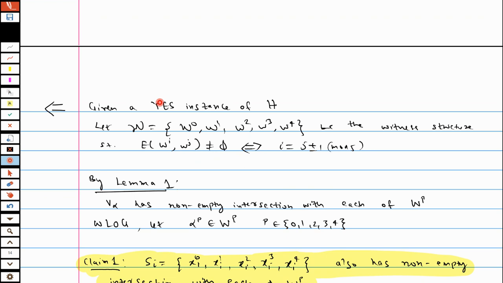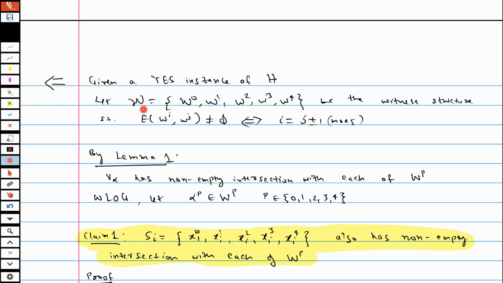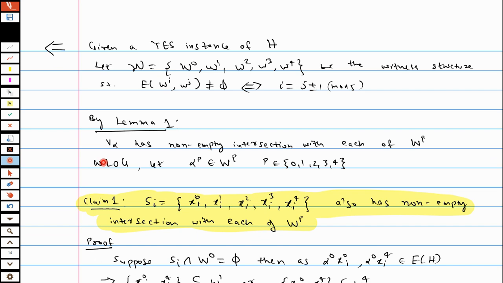Timing is okay. So the backward direction says that, given an H which is a yes instance, we need to show that phi is a satisfying assignment. So let's say that W is the witness structure that we have for H, because it is a yes instance, and we have the condition that there is an edge if and only if they are adjacent, right? And we also have that this set shouldn't be empty, because it is a witness structure. And by lemma 1, we already showed that every witness set has exactly one alpha.